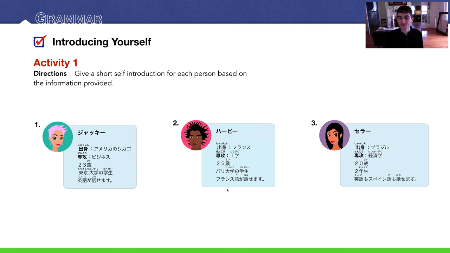Number three, Sera. What would her self-introduction be? はじめまして、セラーです。ブラジル出身です。まあ、大学生です。専攻は経済学です。二十歳です。二年生です。英語もスペイン語も話せます。どうぞよろしく。 Okay, and I tried to mix up some of the phrases and words that I used, but I think you all got the point.